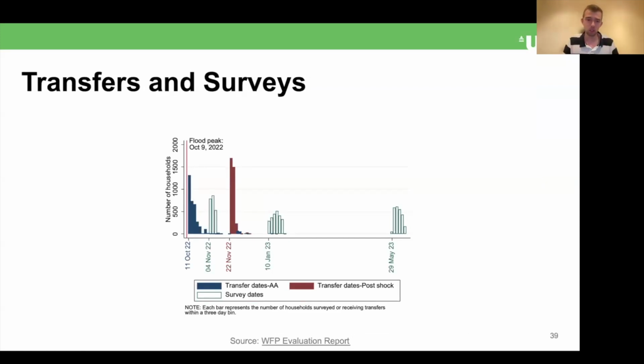Now, in practice, how did this work then? So you have here the flood peak in the red bar on October 9th, 2022. Immediately after, they were able to do these cash transfers because they were able to anticipate the floods happening, so they could mobilize everything earlier on. Then they do some surveys to measure, in both the treatment and the control group, the traditional group, food security, followed by the transfers to the control group, and then more surveys were done.